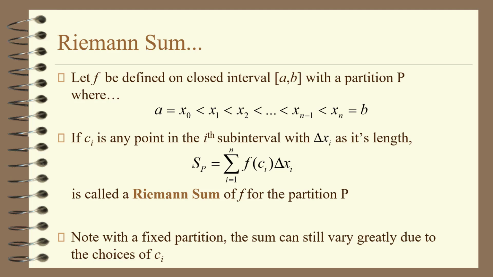in the ith subinterval from x sub i minus 1 to x sub i, with delta x sub i as its length, then the summation as i goes from 1 to n of f evaluated at these choice points times the width of the interval, that's called a Riemann sum of the function for that given partition. Notice there's a lot of variability here. You could have different partitions, and even with one partition you can choose your choice points different ways in every subinterval. With a fixed partition, the sum can still vary greatly due to those choices.